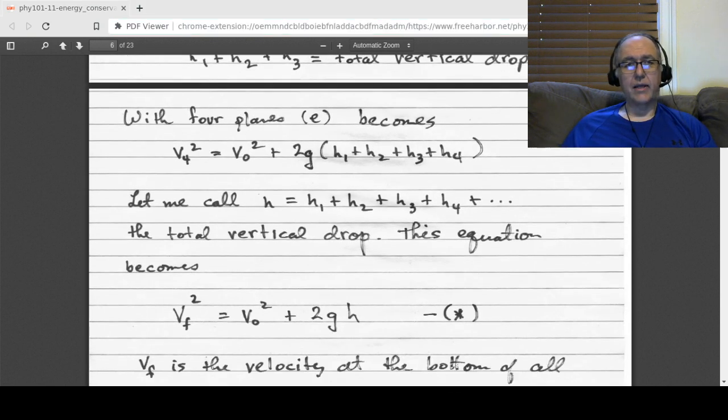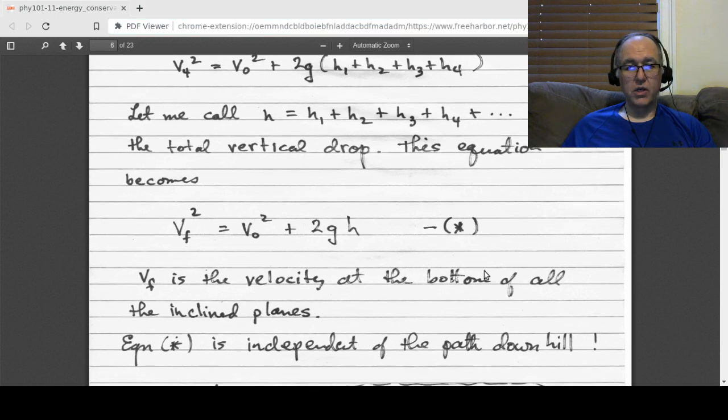And just to really push the point, I could do it for a fourth one, in which case you would have v4 squared is equal to v naught squared plus 2g times h1 plus h2 plus h3 plus h4. What that's telling us, it's giving us this equation, which I called equation star, and that is that the final velocity squared is equal to the initial velocity squared plus 2g times the total vertical drop, independent of the shape of the path. Okay, and equation star, this is the important point here. Equation star, this equation here, is independent of the path downhill.